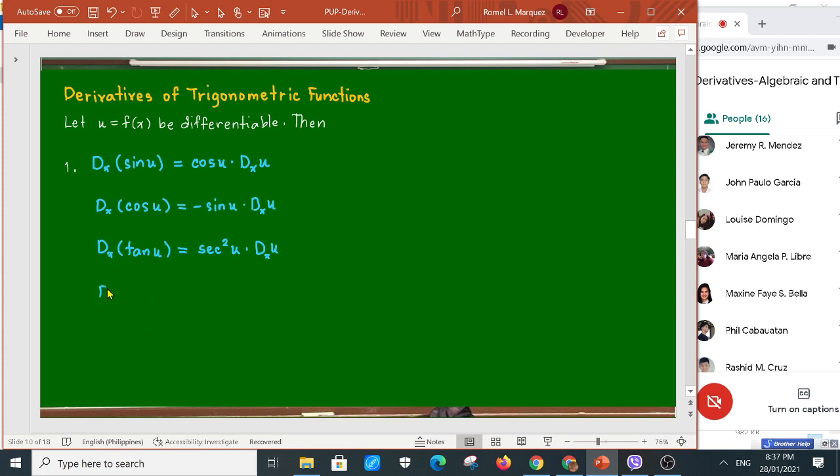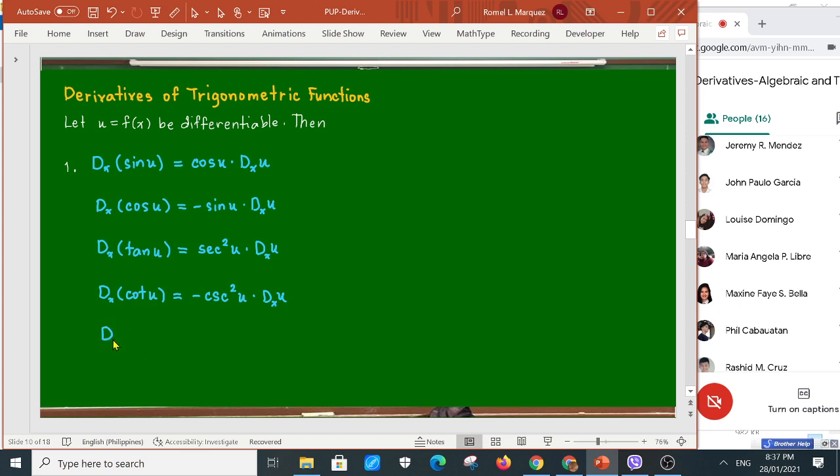Next, the fourth one, the derivative with respect to x of cotangent u. We'll have 6 formulas here to memorize. It is negative cosecant squared u times the derivative of u with respect to x. Notice the arrangement of positive, negative in the derivatives. But take note that for cotangent and tangent, the result is squared.